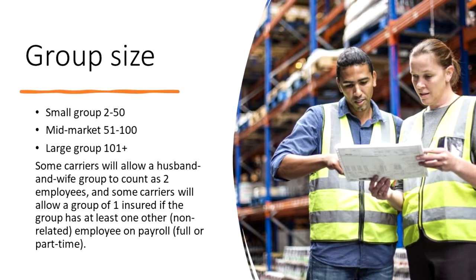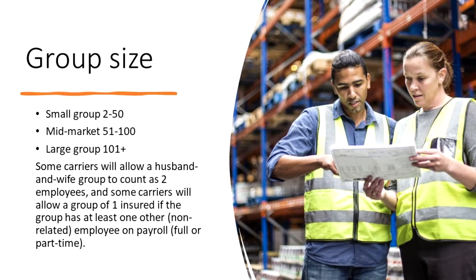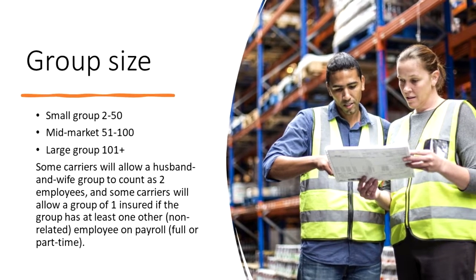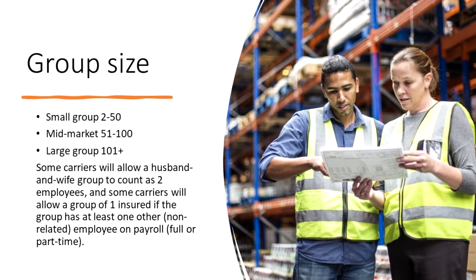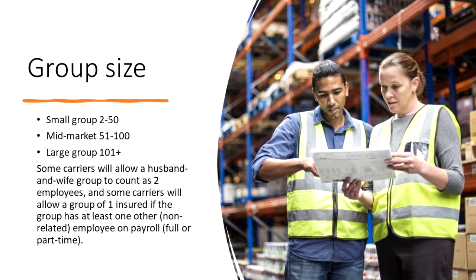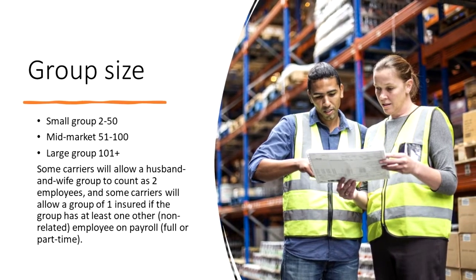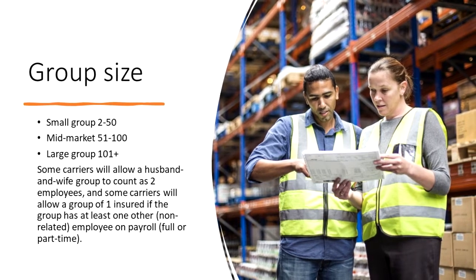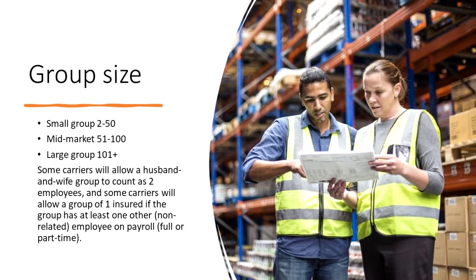Some carriers will allow a husband and wife group to count as 2 employees. And others will allow a group of 1 insured, if the group has at least 1 other employee on payroll. Underwriting guidelines differ between each insurance company. For more information on a specific carrier, check with your broker.